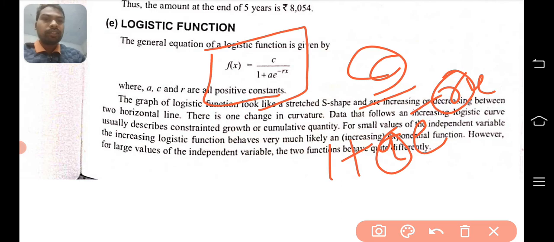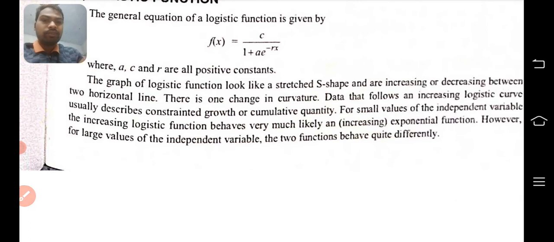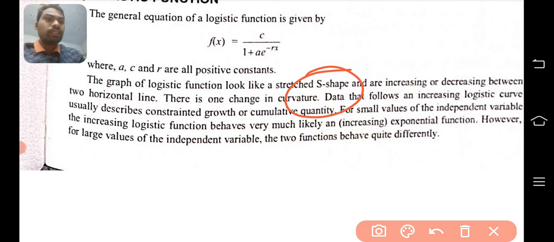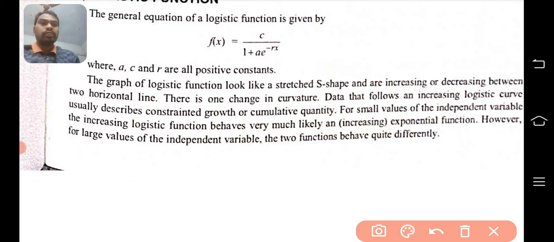The graph of this logistic function looks like a stretched S shape. It is increasing or decreasing between the two horizontal lines. Within those two horizontal lines, the graph is increasing or decreasing, and we have one curvature, one change in between that curve. That's why it is a stretched S-shaped curve.